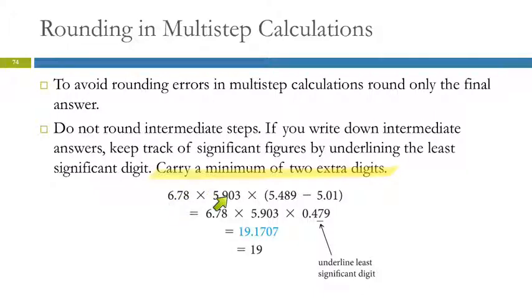Then I have these other numbers that are being multiplied. Now I've got all of the same operation. I can multiply those and then count sig figs for the multiplication. So counting sig figs, this one has 3, this one has 4, this one only has 2. And so that tells me the answer needs to be rounded to 2 significant figures.